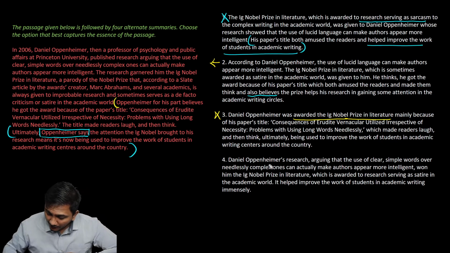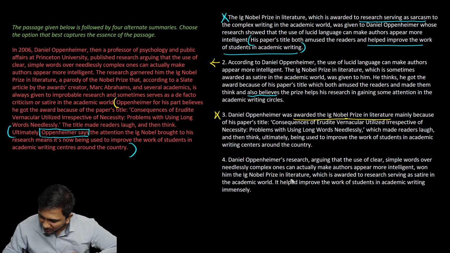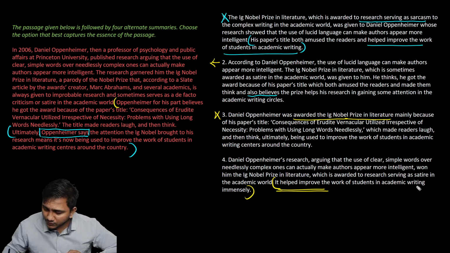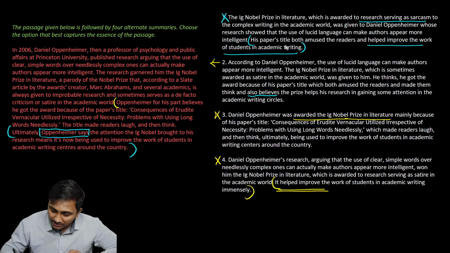Next one. Daniel Oppenheimer's research arguing that the use of clear, simple words over needlessly complex ones can actually make authors appear more intelligent won him the IG Nobel Prize in Literature, which is awarded to research serving as satire in the academic world. It helped improve. Out. I cannot say it helped improve because Oppenheimer says it helped improve. You cannot say it helped improve the work of students in academic writing. There also, the same problem that we saw in the first option is there.